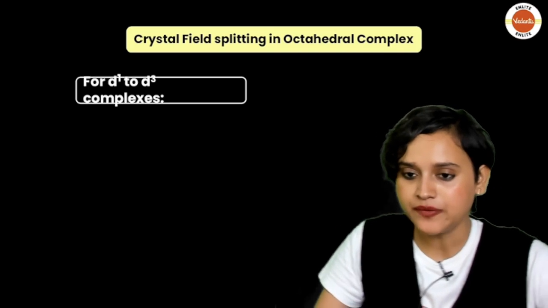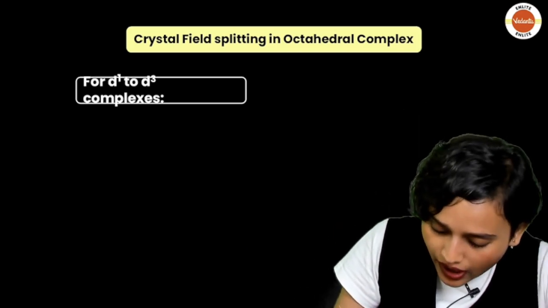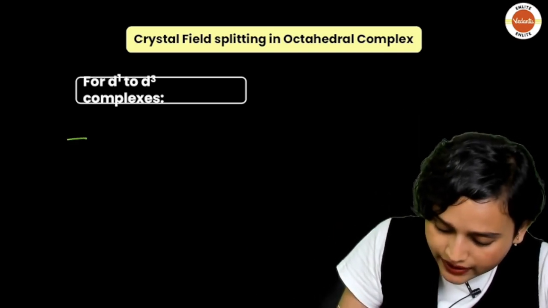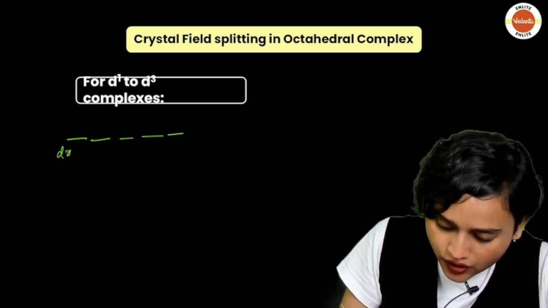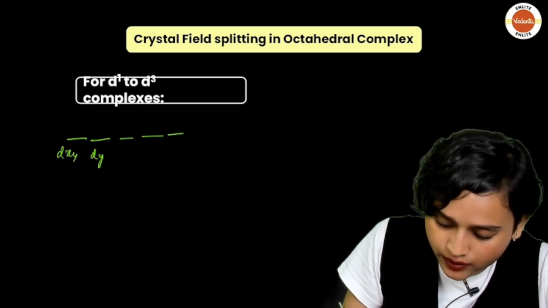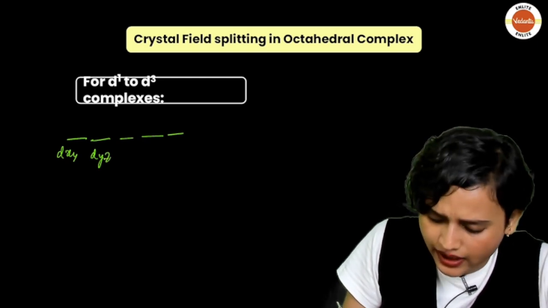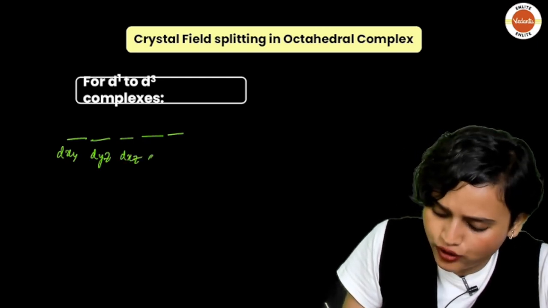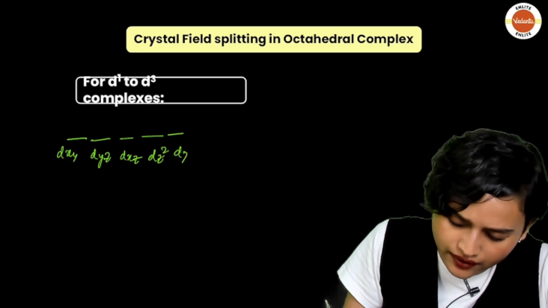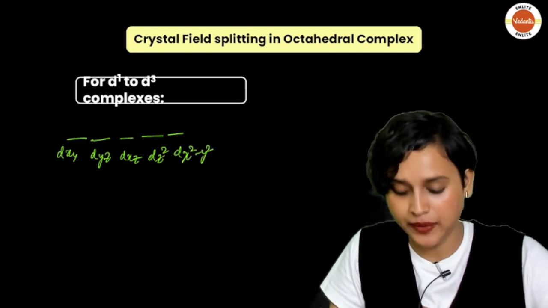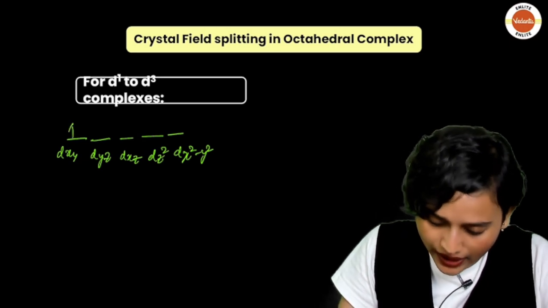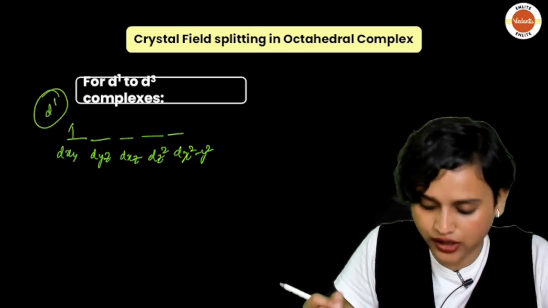Alright guys, so let's just say that once again you have all the five orbitals: 1, 2, 3, 4, 5. This is your dxy, this is your dyz, and this is your dxz, then you have dz square, and then you have dx square minus y square. Now let's say this is d1 we are talking about.